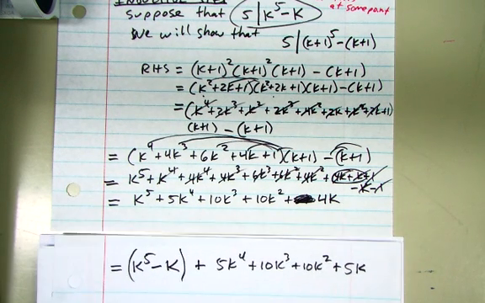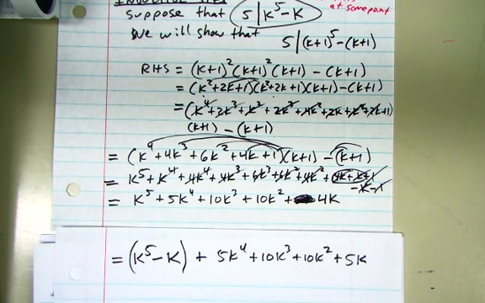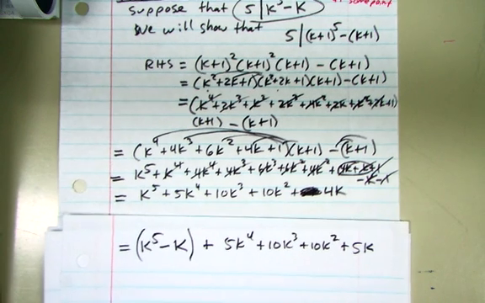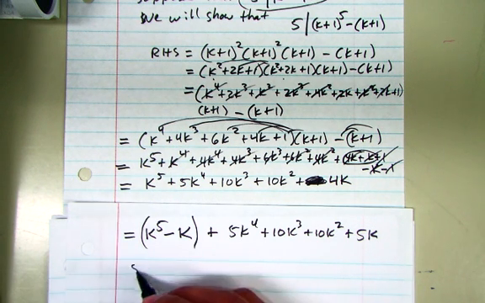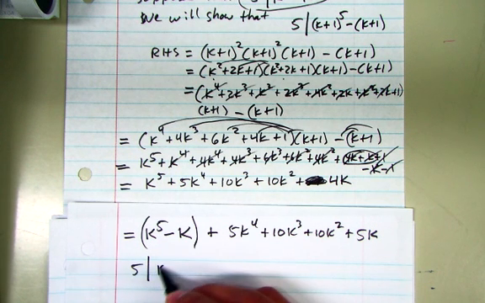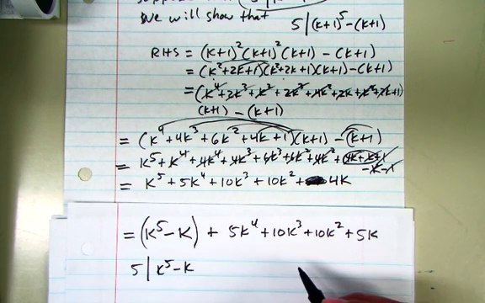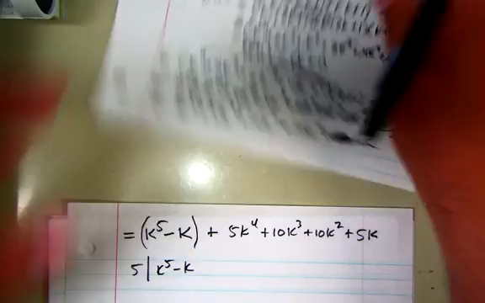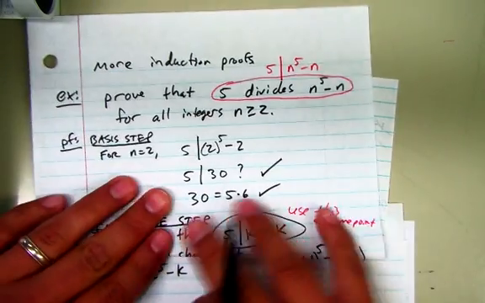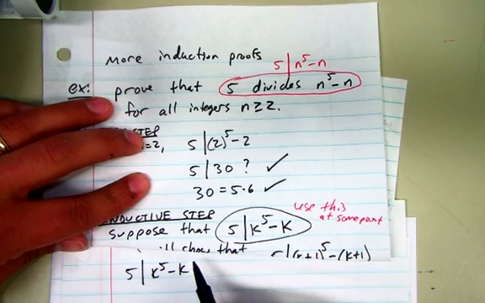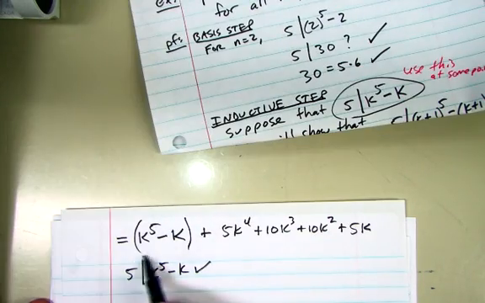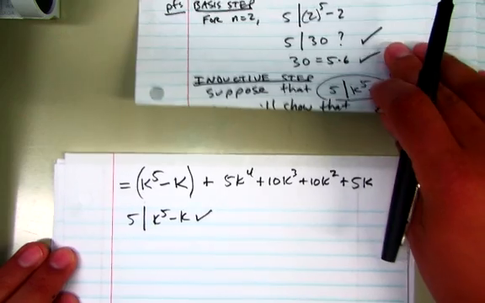Okay, so now, what's our job here? We need to prove that 5 divides all of this, because if it divides all of that, that's the end of the proof. Well, I know for a fact that 5 divides k to the 5th minus k. Why? Right back here, that was the first thing we did, was suppose that 5 divides k to the 5th minus k, right? So this first part of the expression is okay.